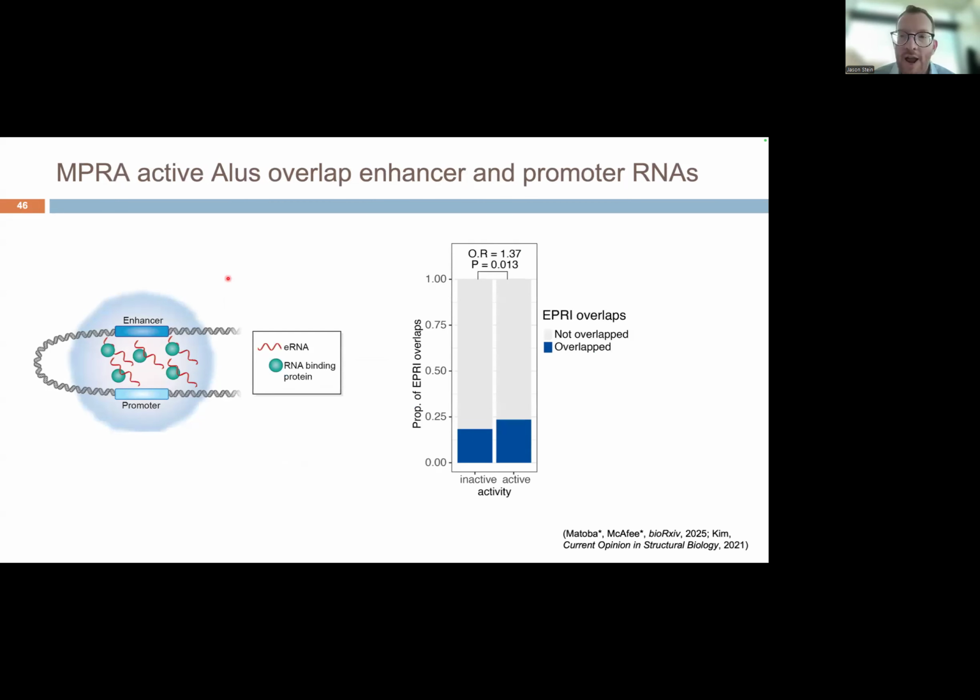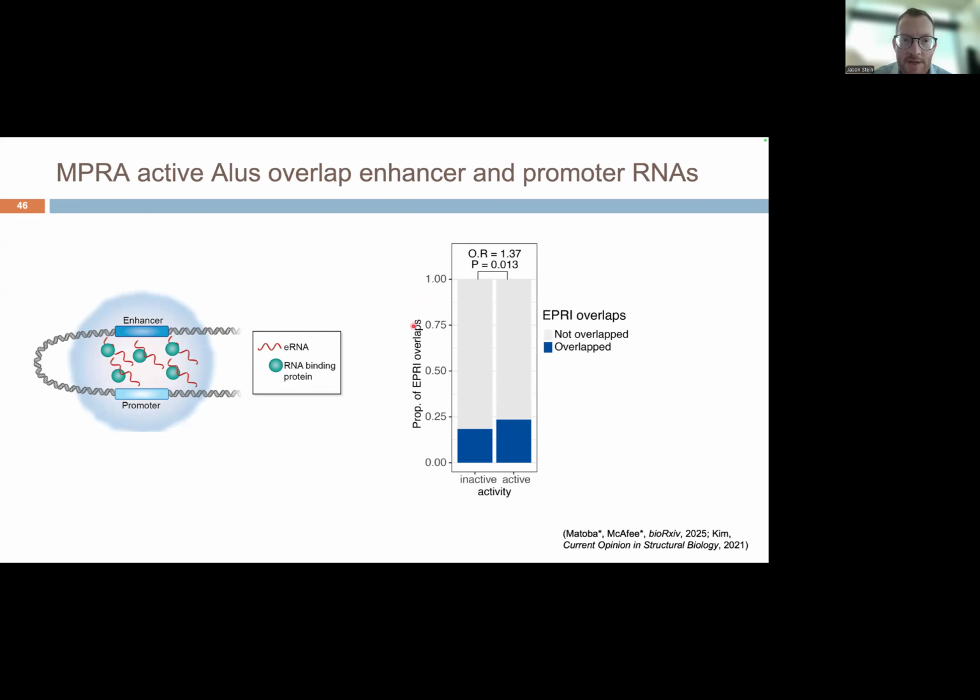Strong ALU element-driven transcription may be an artifact of non-chromatinized sequences used in the episomal EMPRA library that are normally silenced in the endogenous genome. So we wanted to look for some functional evidence that these elements were actually functional within the endogenous genome.